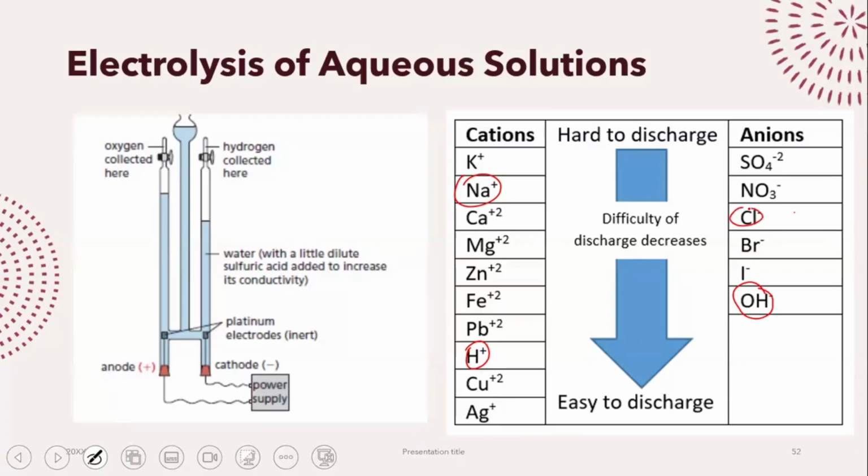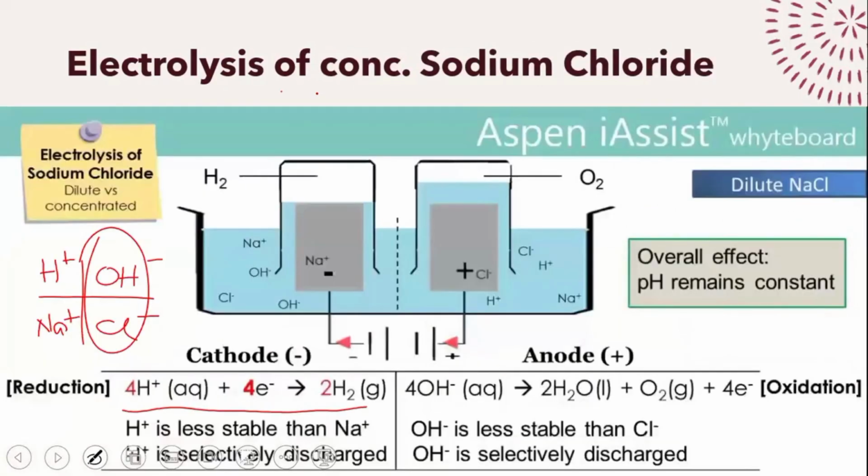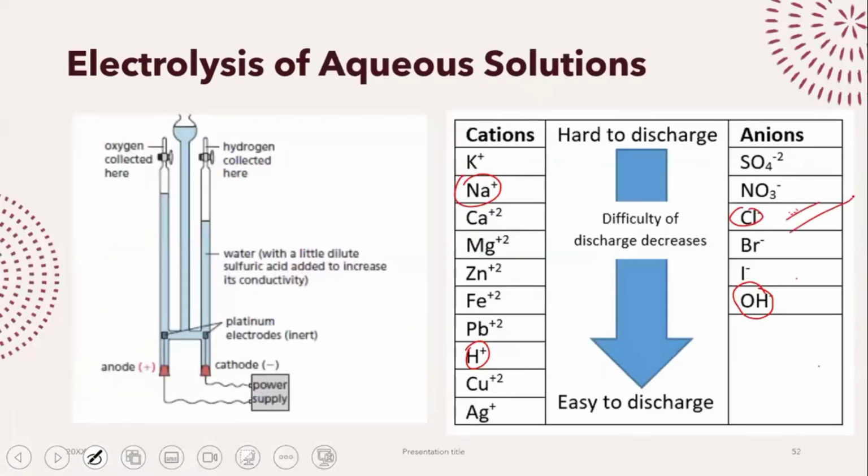Why are we picking chlorine? Miss, you just said that we pick the lower one. That the lower one is the one that's going to go. Then why are you saying chlorine? The reason I'm saying chlorine is because this is concentrated sodium chloride. If it was dilute, that would be a different solution. This is concentrated sodium chloride. Even though chlorine is higher in the series, because it is so much concentrated, the concentration of chloride ions is so much that it overpowers the hydroxide ion.